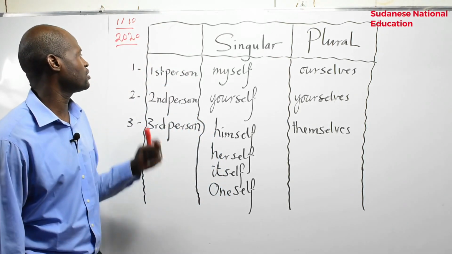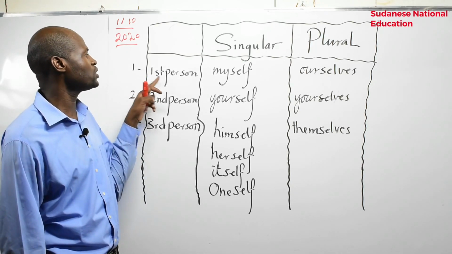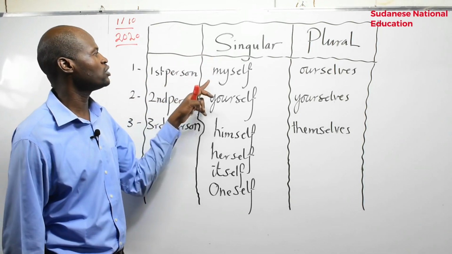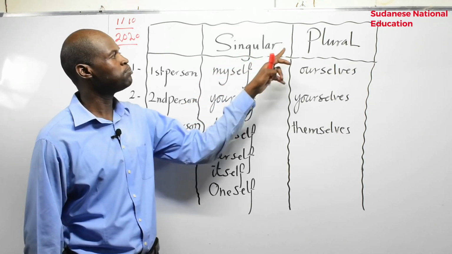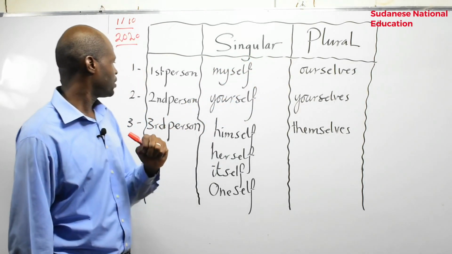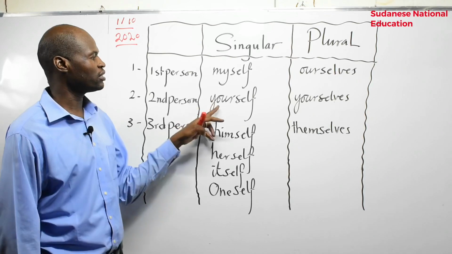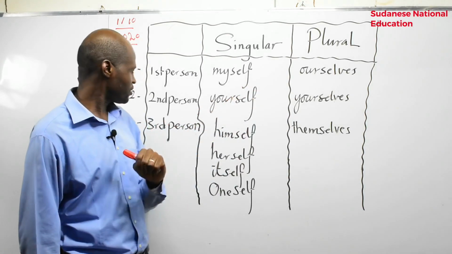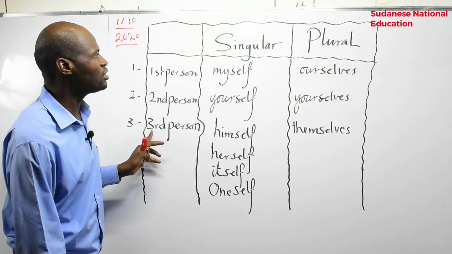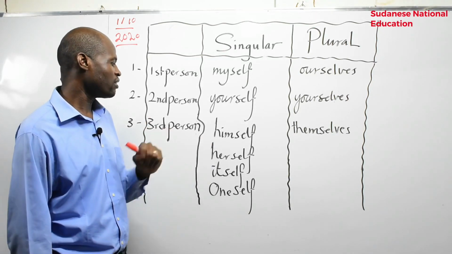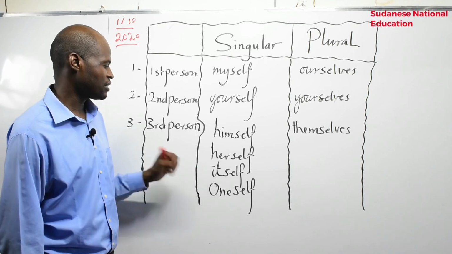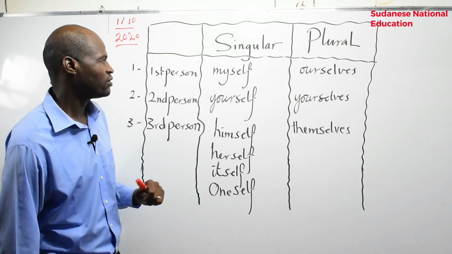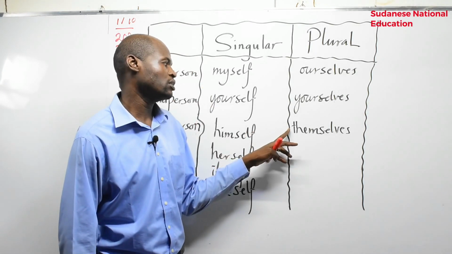So here is a table to show the number and person of the self pronouns. The first person singular is myself and the plural is ourselves. The second person singular is yourself, and the plural is yourselves. The third person singular we find himself, herself, itself, oneself, and the plural is themselves.